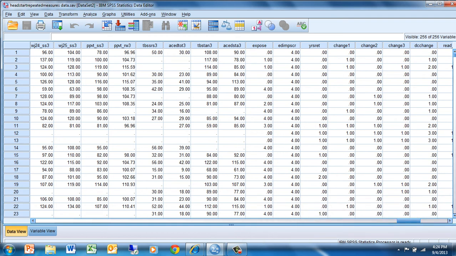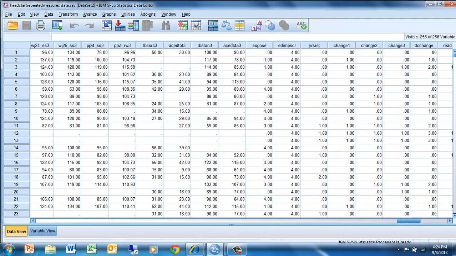This is a video about how to run a paired or dependent sample t-test. The data set that we're going to be working through for this example is the Head Start Repeated Measures data set. It is a longitudinal data set that tracks kids from kindergarten through third grade as they transition out of Head Start into the public schools.